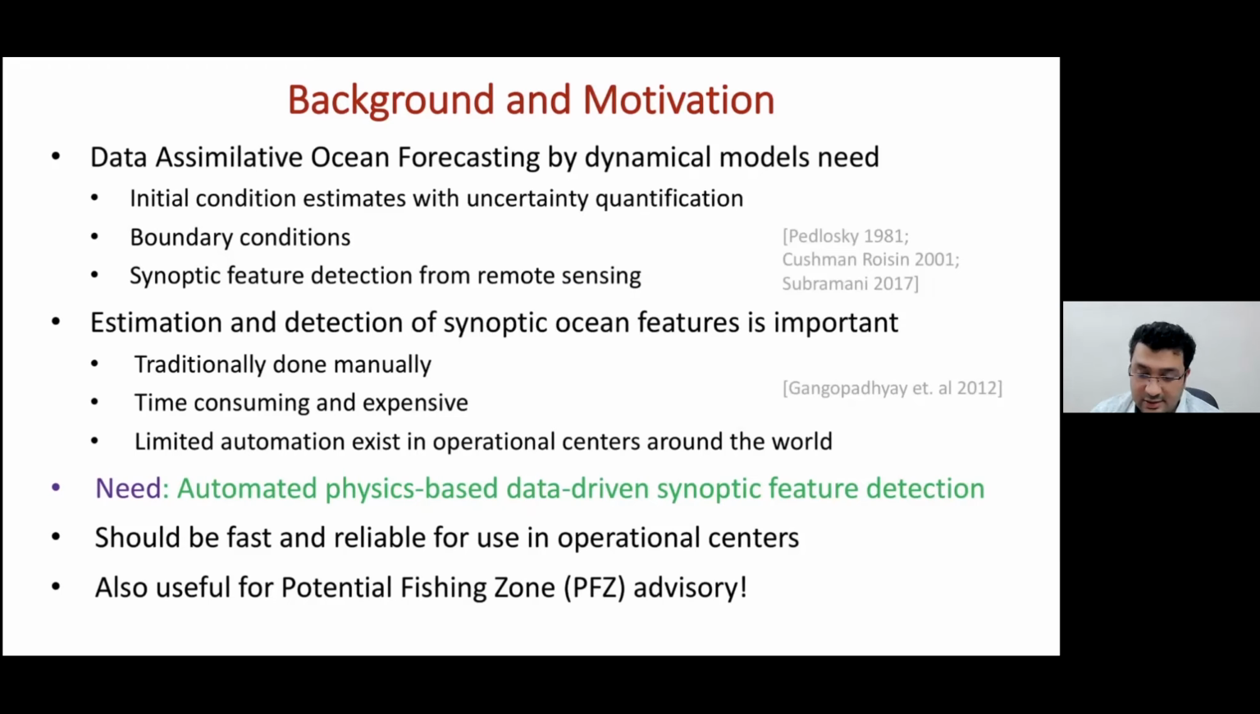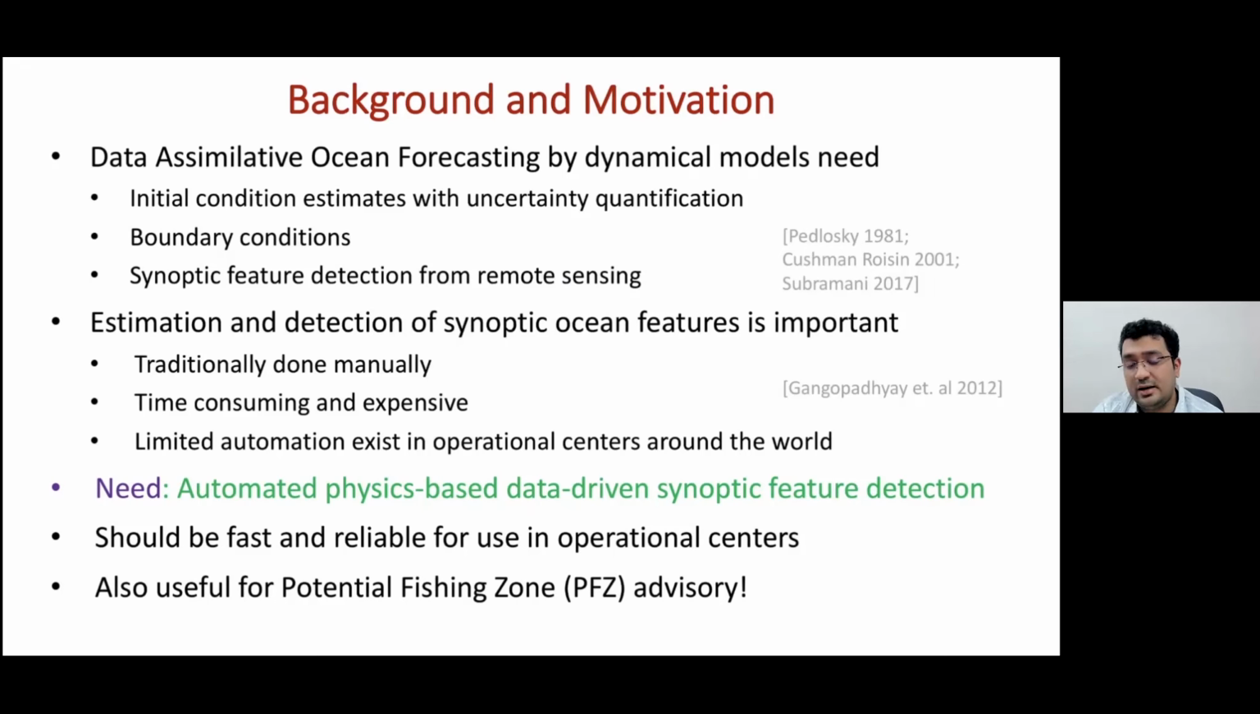So estimation and detection of these eddies are very important, and traditionally it is done manually. It's a time-consuming task. An analyst looks at sea surface temperature images from satellites and observes, and also asks for limited data that comes from fishermen, etc. Very limited automation exists today in operational data centers, in operational oceanography centers around the world. So there was a need to develop an automated physics-based data-driven synoptic feature detection system for these labor-intensive tasks.